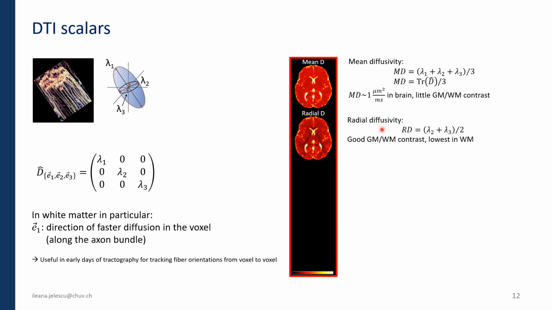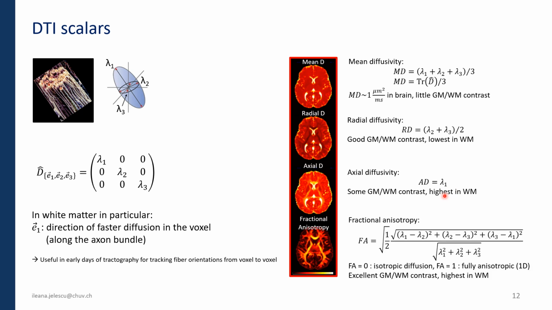Now, if we calculate radial diffusivity as the average of the 2 lowest eigenvalues, this now gives us good gray to white matter contrast. And of course, radial diffusivity is lowest in white matter, again, because imagine it's harder to diffuse radially or perpendicular to the axons. We can also measure axial diffusivity in the form of the highest eigenvalue, and this gives us some gray to white matter contrast, and axial diffusivity is actually highest in white matter because there is this avenue here for water molecules to diffuse almost freely parallel to the axons.